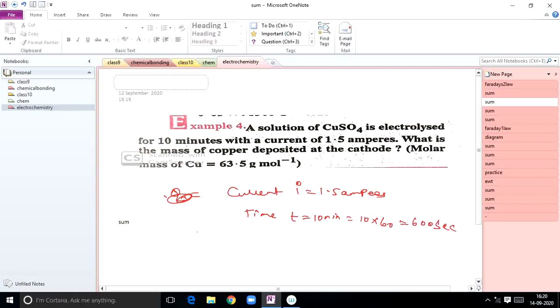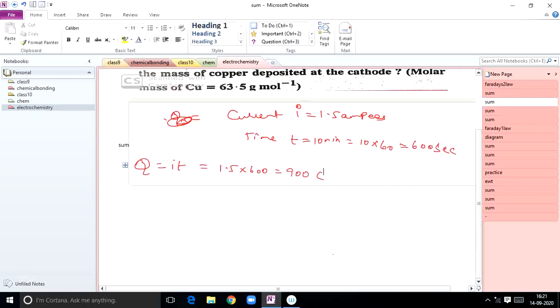Time is 600 seconds. So what is the quantity of electricity? Q is equal to IT. So Q is equal to 1.5 into 600, so you will get 900 coulombs. Reaction occurring at the electrode: copper he has said. So the redox equation, Cu2 plus plus 2 electrons gives rise to Cu.